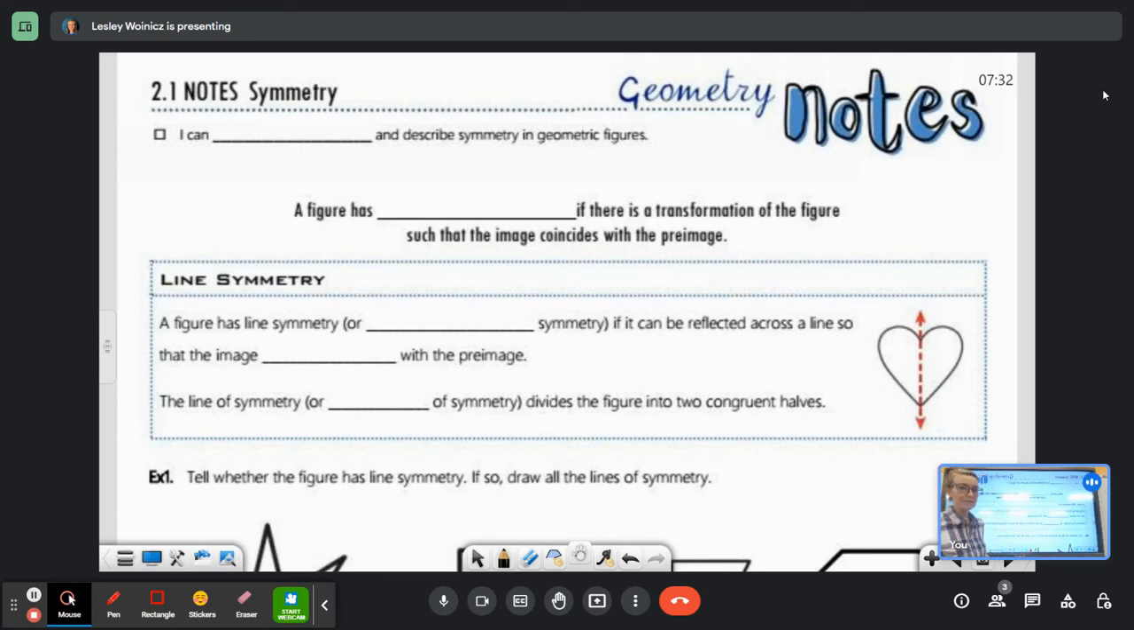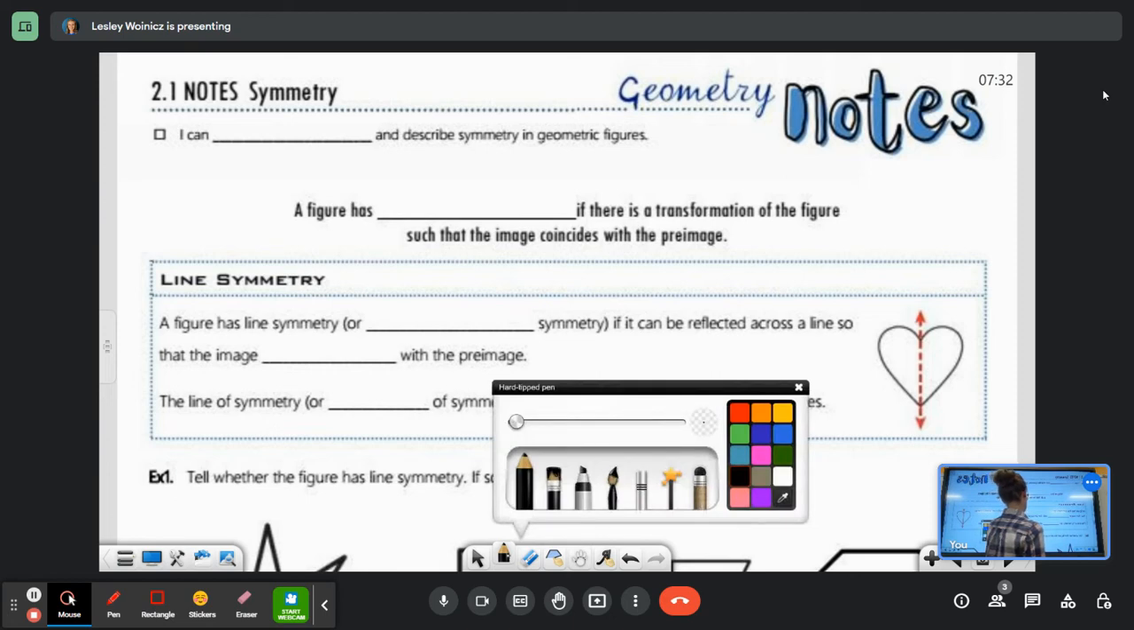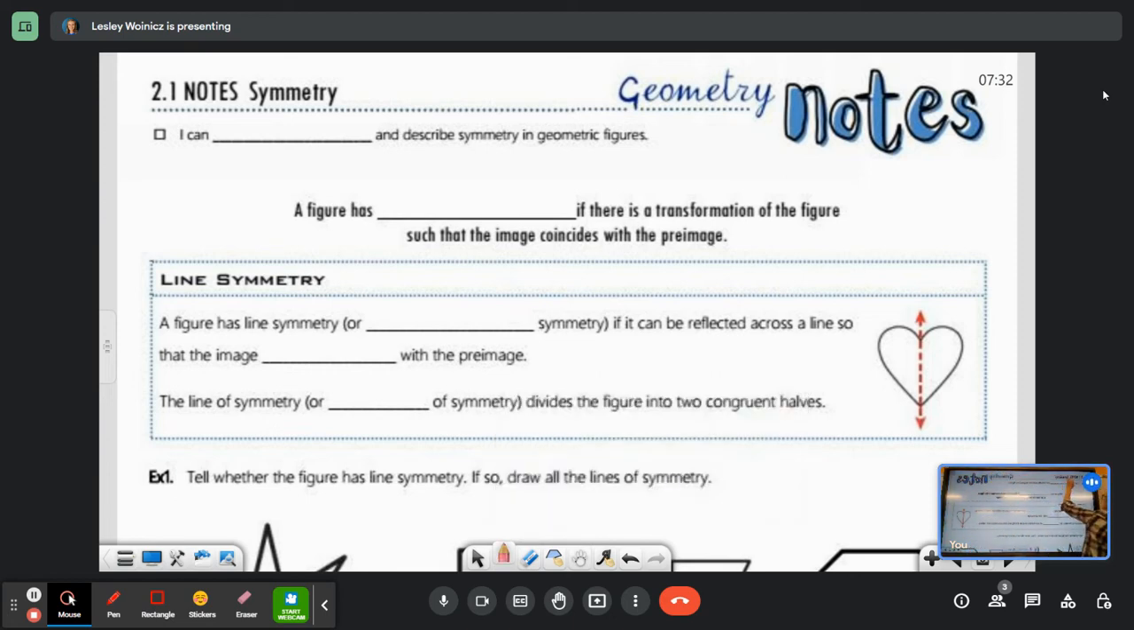All right, today we're going to talk about symmetry. We're starting Unit 2. Yay! We're going to be identifying symmetry, and we're going to describe symmetry in our geometric figures.